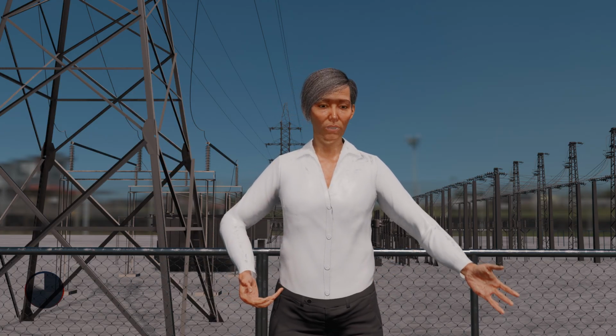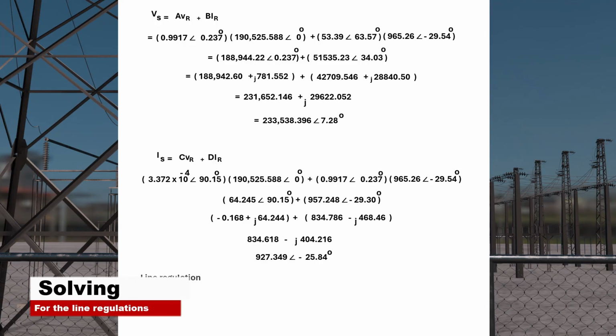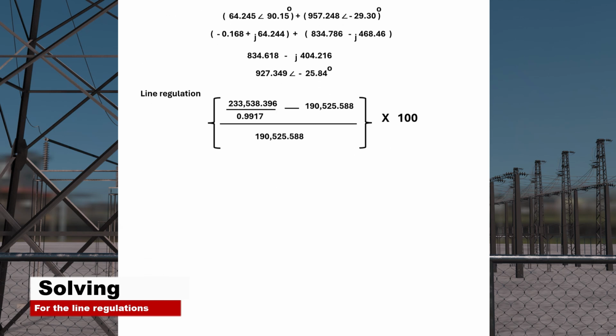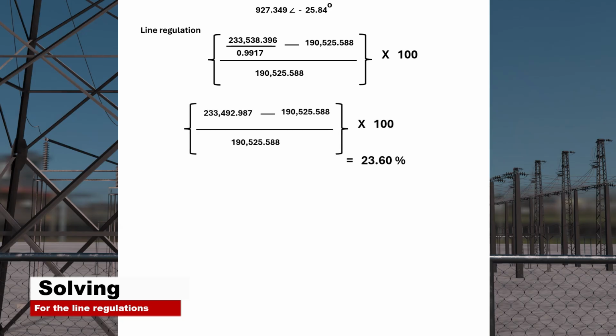Back to question 3. We will now calculate the line regulation and efficiency of the line. For the line regulation under no load conditions, it is the sending end voltage Vs divided by A minus VR, divided by VR, times 100. When substituted with actual values, we arrive at the following. After simplification, we get a result that is equal to 23.60%.